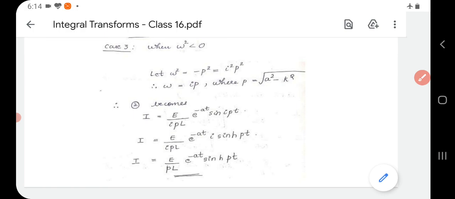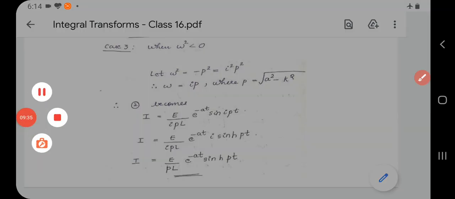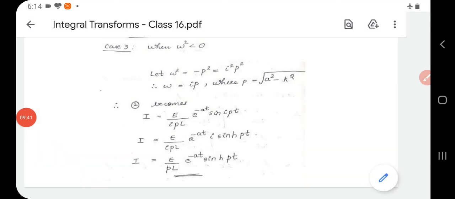So this is also a possible essay question. What you need to know is only that you must be thorough with the formulas that we have learned in our early classes. Okay, thank you.